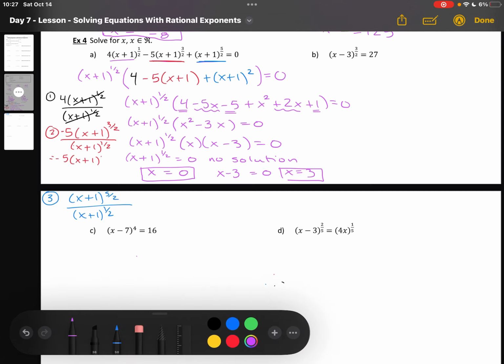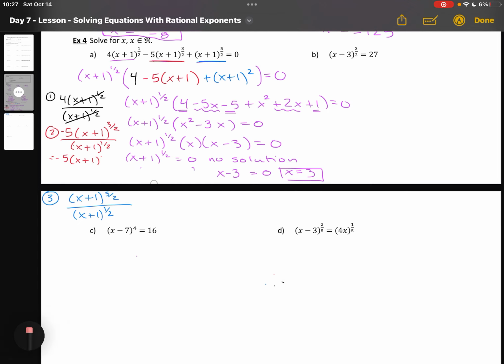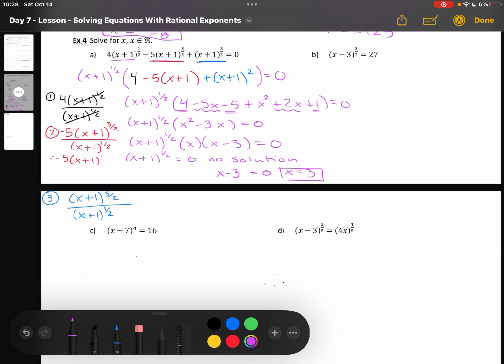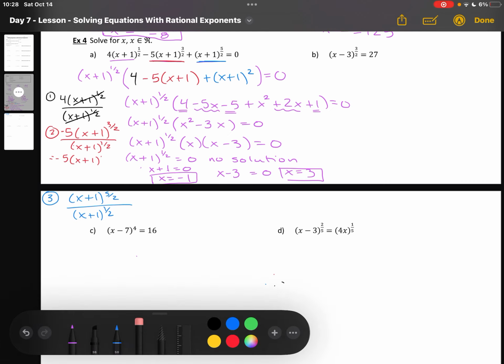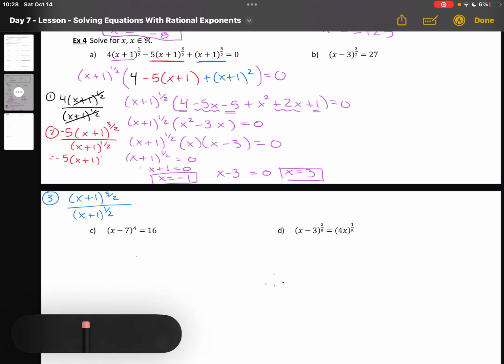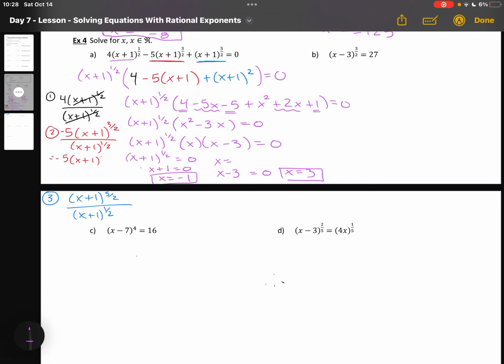Oh, let's go back for a minute here. We can actually solve this bracket here. Okay, we're going to square both sides. We've got x plus 1 equals 0, which means that x equals minus 1. We'll erase, it's not actually no solution. We've got x equals minus 1. And then we've got x equals 0, and then we've got x equals 3. So 3 solutions to that equation.